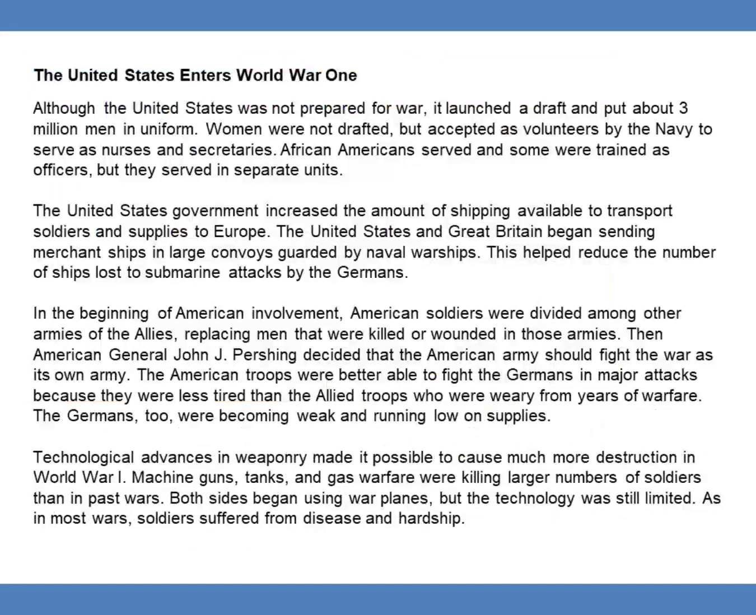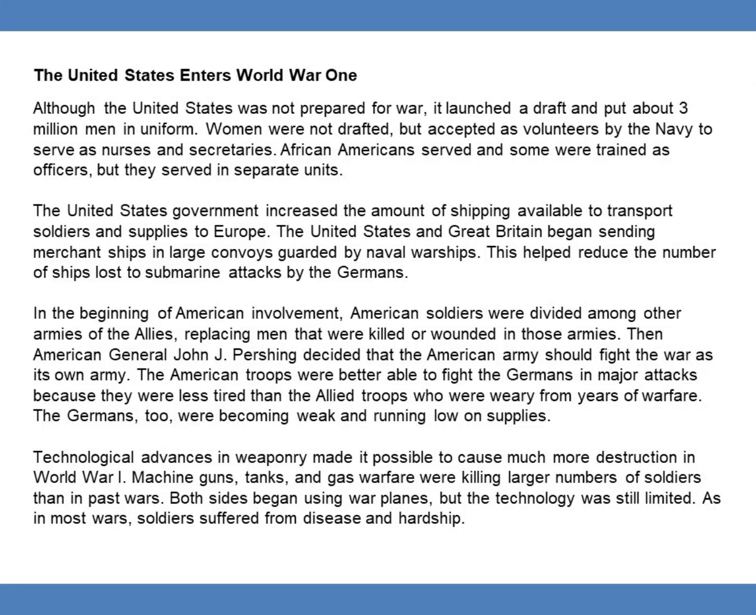The United States enters World War I. Although the United States was not prepared for war, it launched a draft and put about 3 million men in uniform. Women were not drafted, but accepted as volunteers by the Navy to serve as nurses and secretaries. African Americans served, and some were trained as officers, but they served in separate units.